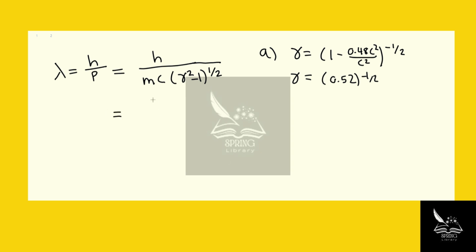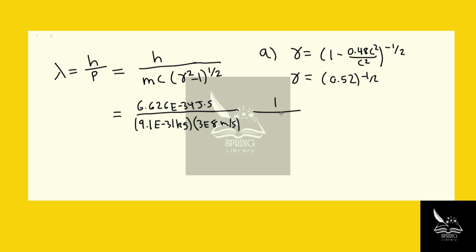For h over mc, we can say 6.626 times 10 to the negative 34 joule seconds, all over the mass of the electron, which is 9.1 times 10 to the negative 31 kilograms, and the speed of light is 3 times 10 to the 8 meters per second. These are all constants. And then we can plug in our value for gamma for the speed in part A and part B separately, and calculate lambda in both cases.